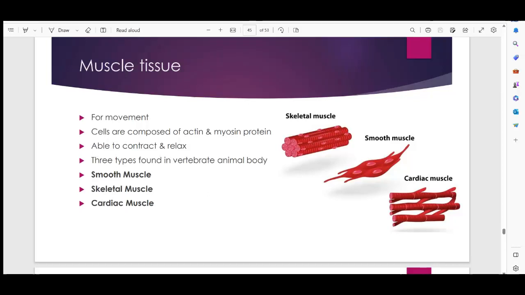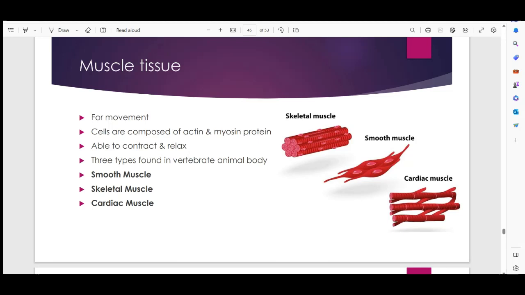So about muscle tissue. We discussed epithelial tissues and connective tissues. Epithelial tissues, we talked about simple epithelia, compound epithelia, and there are specific features. Today we're going to start from muscle tissue. Muscle tissue is very important for movement, so everything about muscle tissue is related to movement.